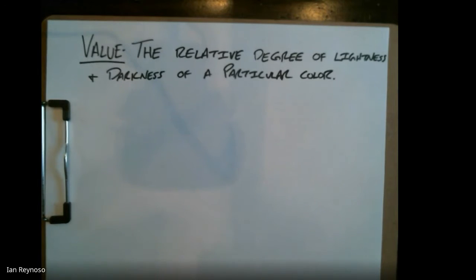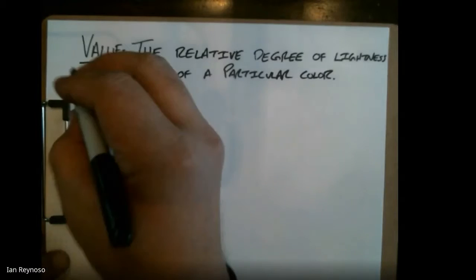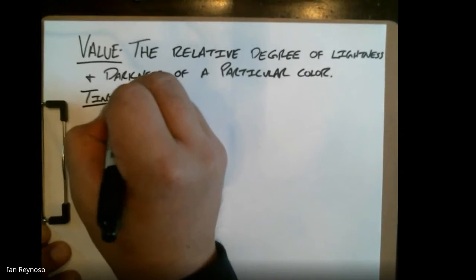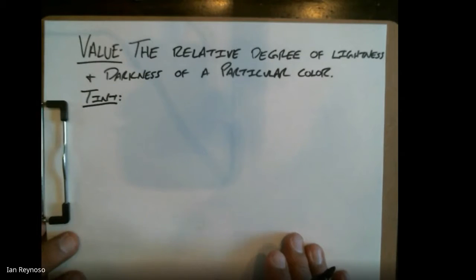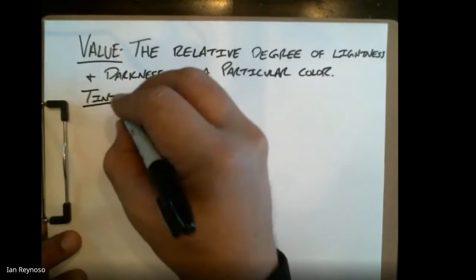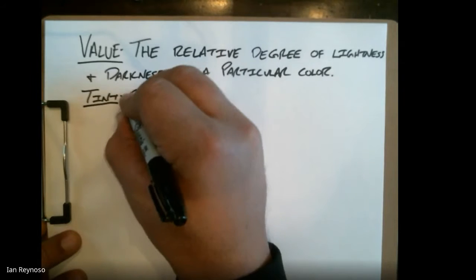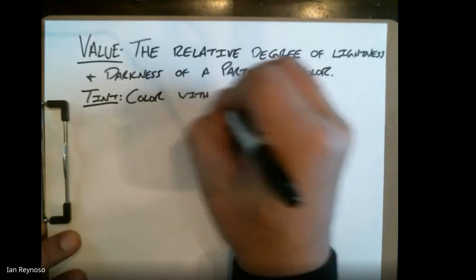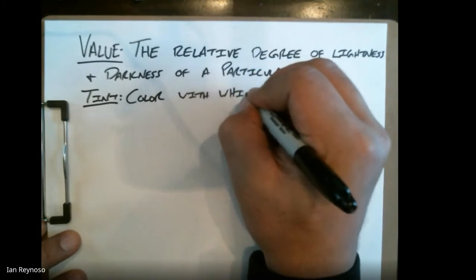Okay, so whenever you're listening to an art teacher or an artist or someone talking about value, it's talking about the different tints and shades. Now we're going to add these two words in as well. Tint, and this will happen when we start getting into some color things. What a tint is: it is a color with white added to it.